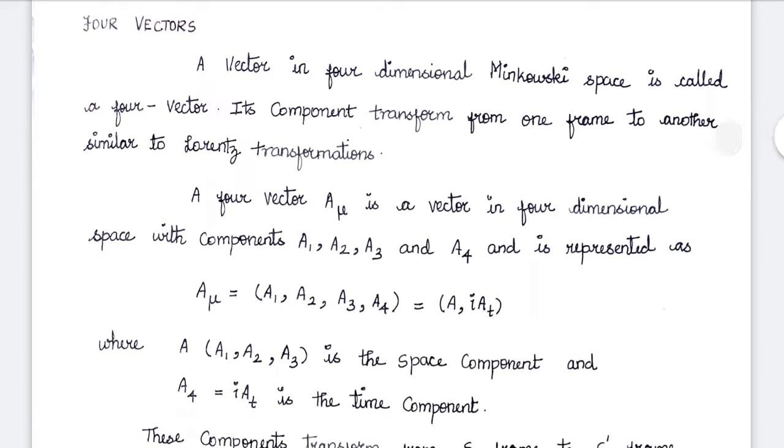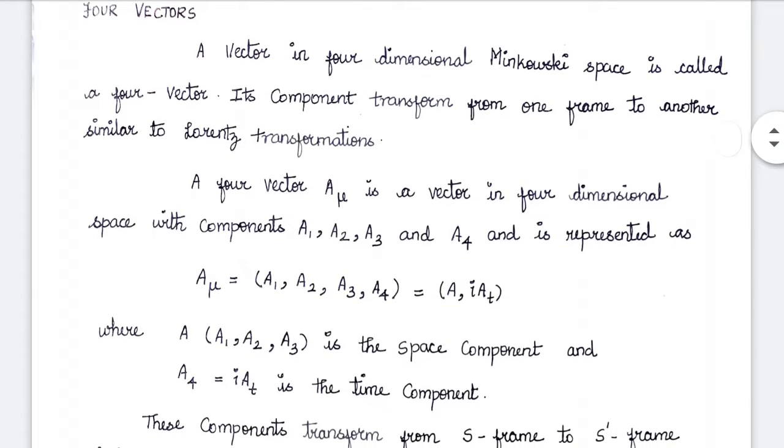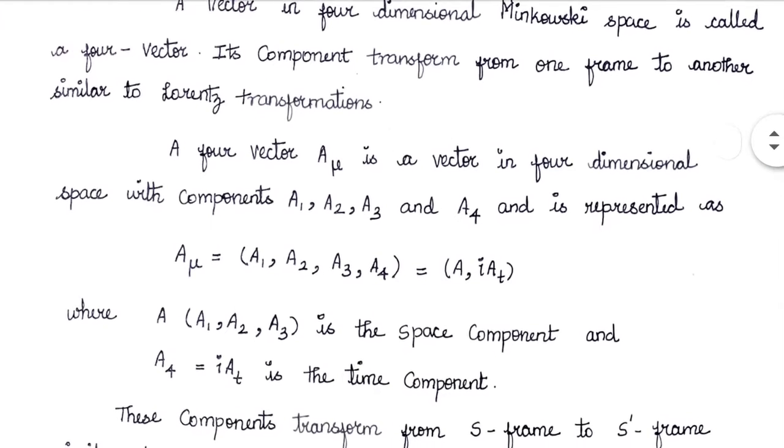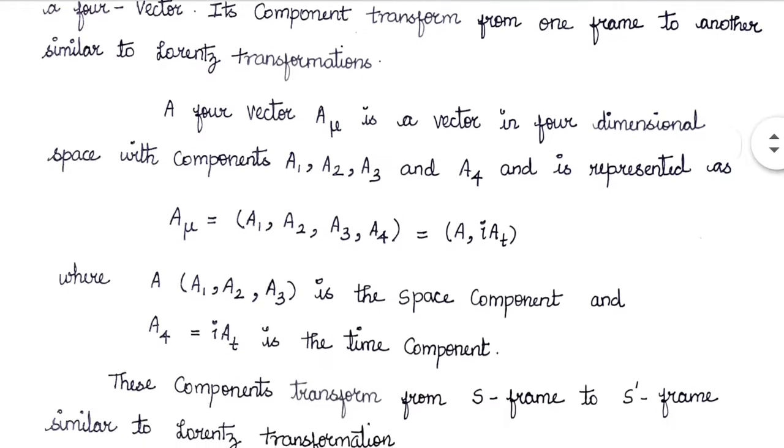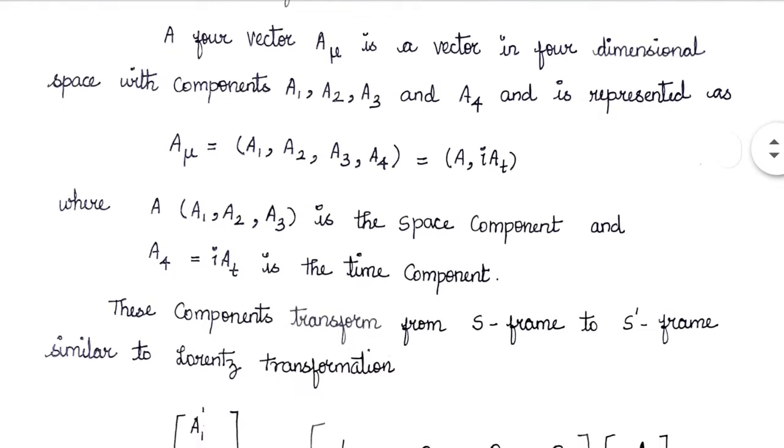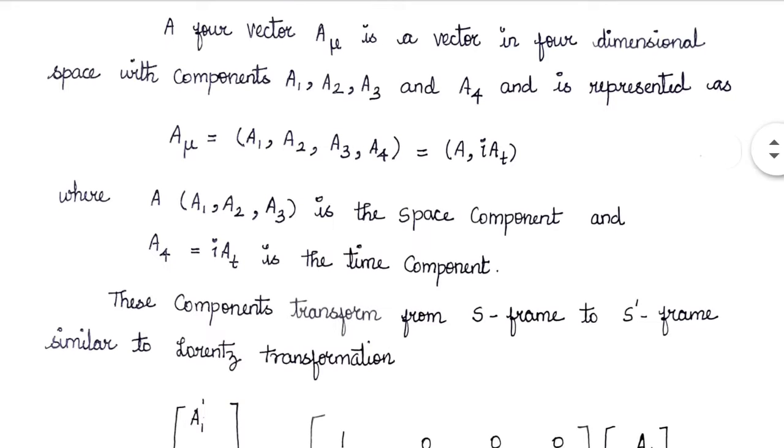Like in a Lorentz transformation, the components of these 4 vectors transform from one frame to another frame, and we represent a 4 vector by the notation a mu, where this mu stands for the 4 components 1, 2, 3 and 4. A 4 vector a mu is a vector in 4-dimensional space with the components a1, a2, a3 and a4. In general, we represent it as a mu.